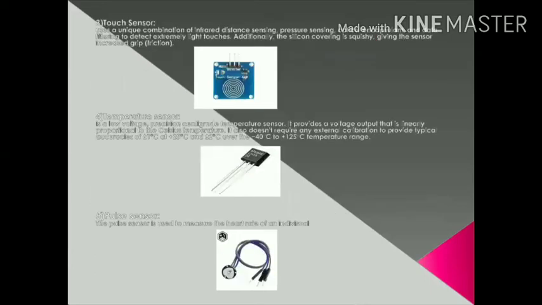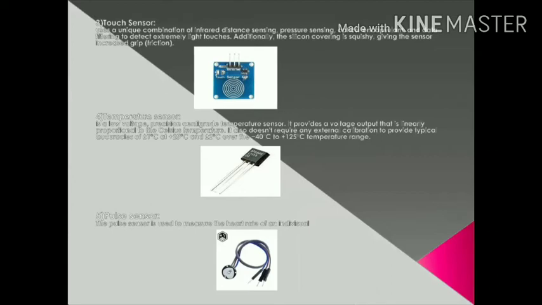Coming to the third sensor, the touch sensor. It uses a unique combination of infrared distance sensing, pressure sensing, optical encapsulation, and data filtering to detect extremely light touches. Additionally, a silicon covering is squished, giving the sensor increased grip. This sensor is mainly used for touch sensing.